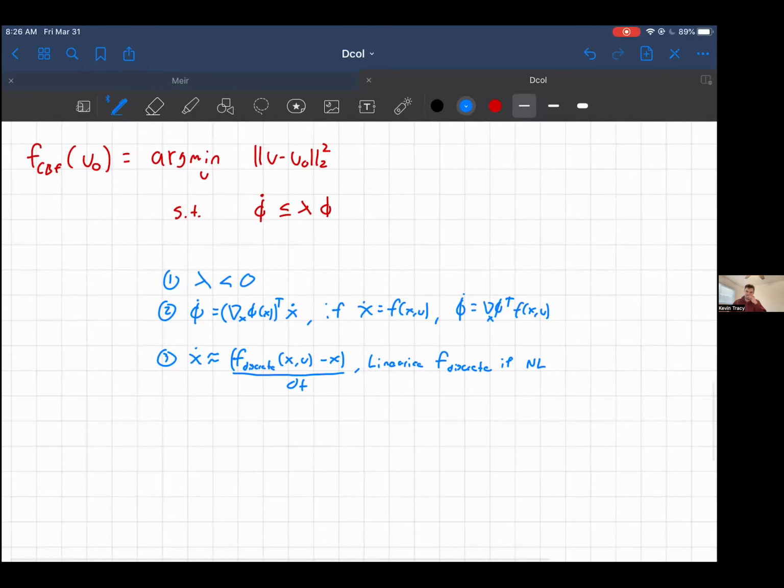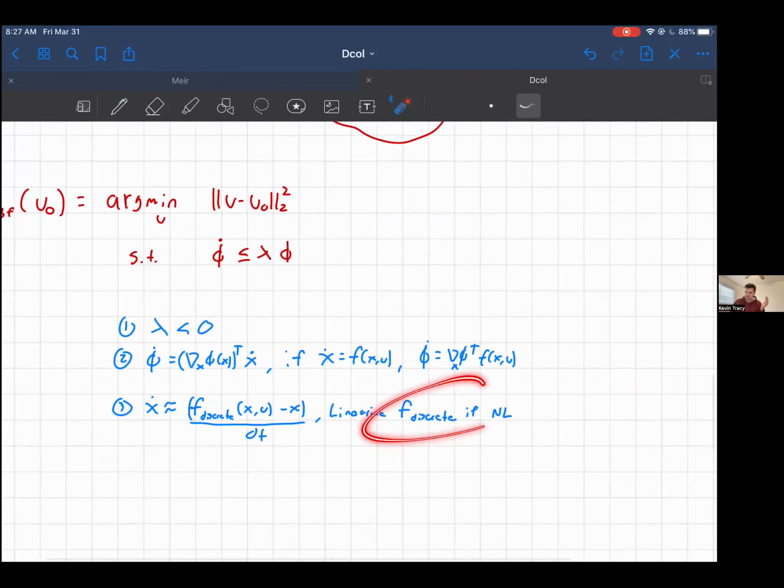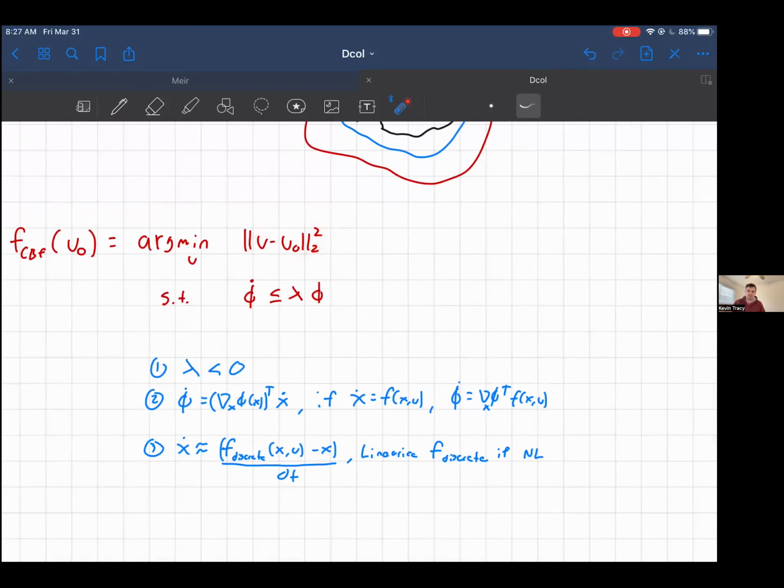One important thing to note here is that assuming this f discrete is always linearized, which is totally reasonable given the very small time steps we normally take, this problem is always going to be convex. The reason is that phi is a constant. We're minimizing over u, and phi is just a function of the current state, so in the sense of the optimization problem, this is a constant. Lambda is a constant, and this function right here is linear in u, because I'm linearizing this thing with respect to u. So this constraint is a linear inequality in u, and then this cost function is nice and convex.